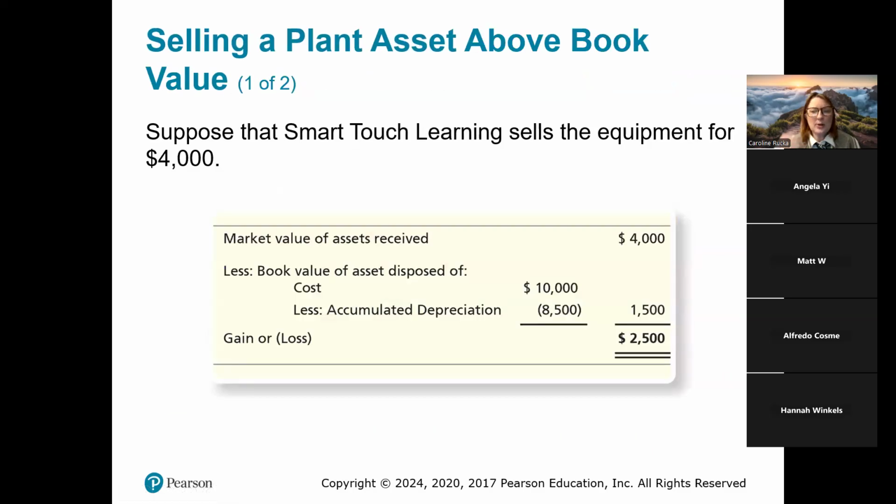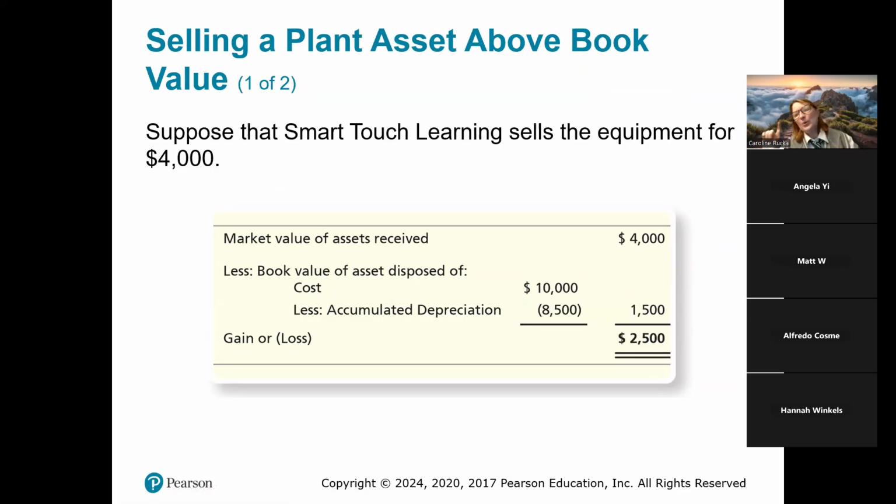So what if we sold that equipment for $4,000 instead of $1,500? Okay. If we did that, we would subtract the value that we have left on our books of this asset of $1,500 from the $4,000 and we'd have a $2,500 gain. Remember, we've done this before. A gain or a loss, it's always a plug figure.